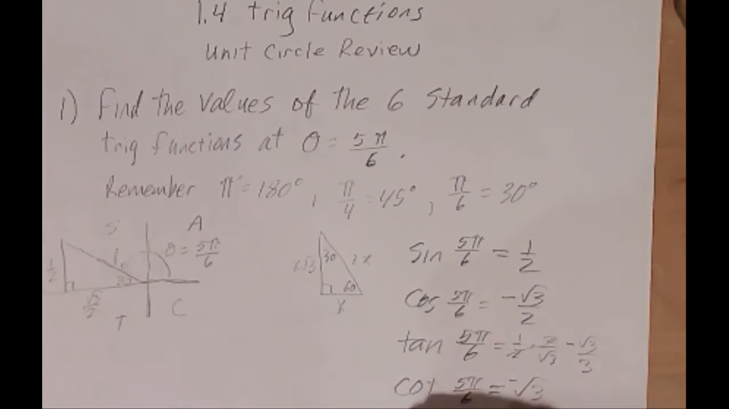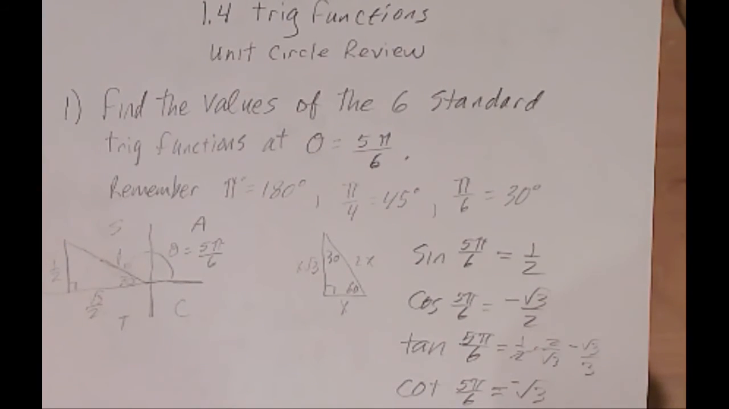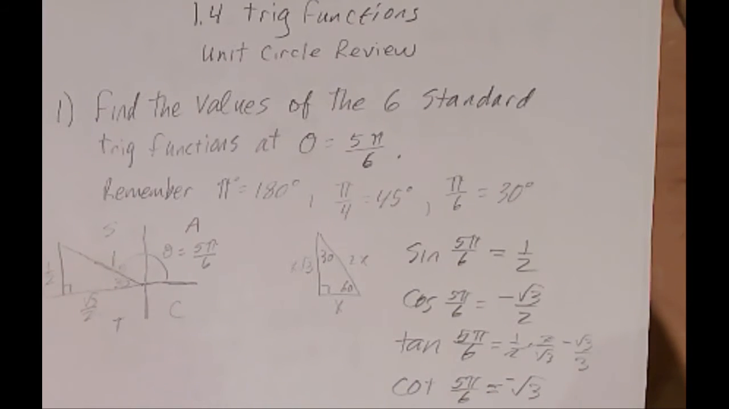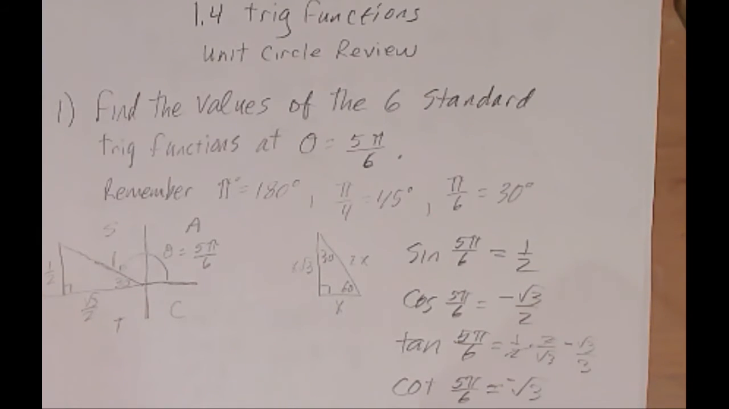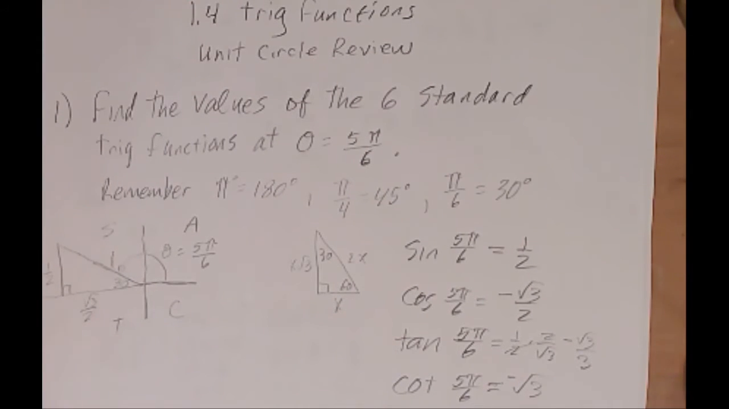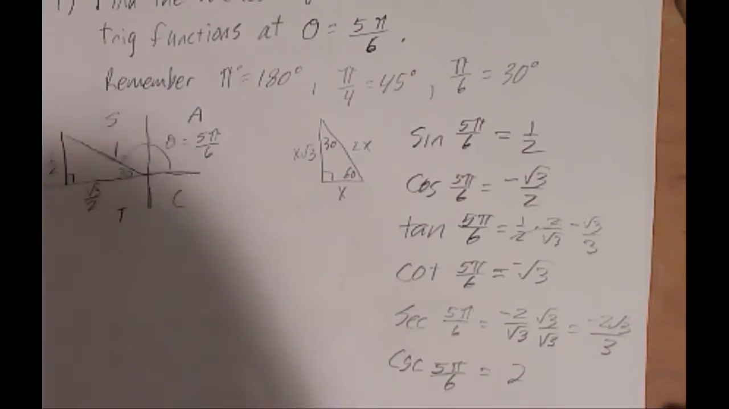Almost forgot that. Secant is the upside down of cosine, which is also negative. So you're going to get negative 2 over radical 3, which makes negative 2 radical 3 over 3. Cosecant of 5 pi over 6 is the reciprocal of sine, so it's just 2 over 1. Sine was positive, so this is too. Okay, I wanted to go over that with you.